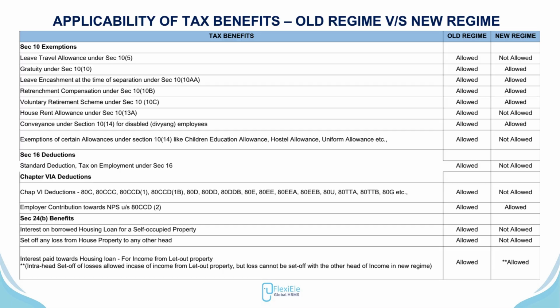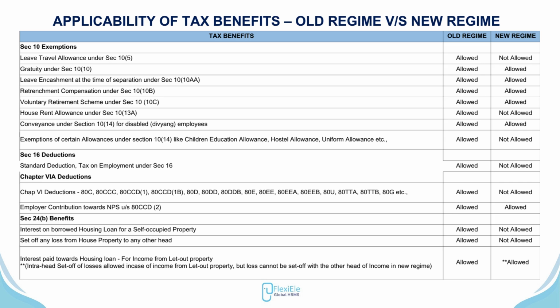Chapter VI-A deductions. These include your insurance premiums, medical expenses, student loan interest, donations, savings account interest, and so on. All of these are allowed under the old regime and not allowed under the new regime, except one: employer's contribution to NPS, which is under Section 80CCD(2). That one works in both.